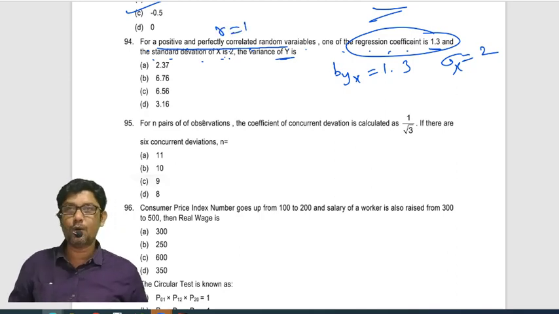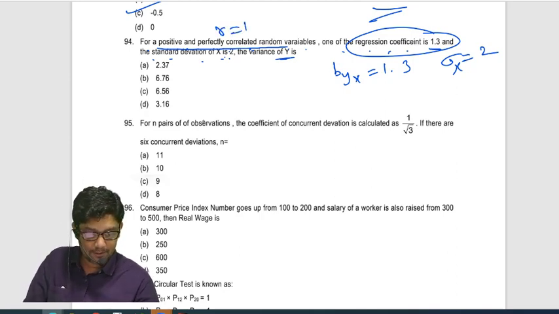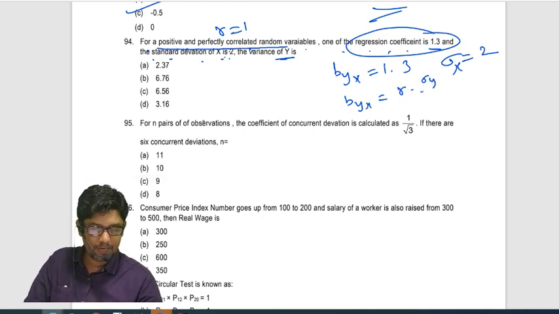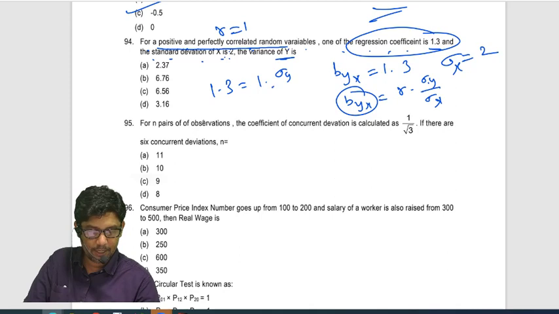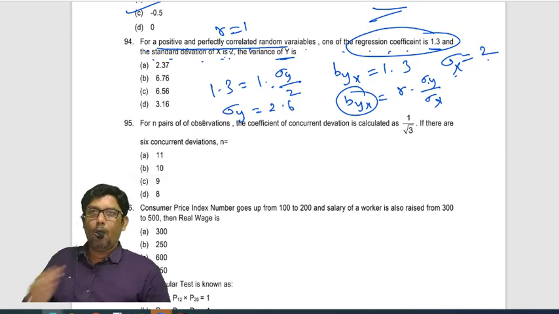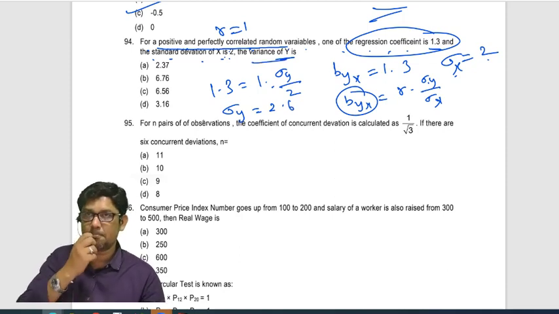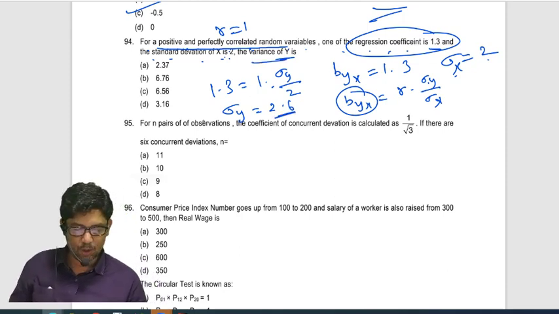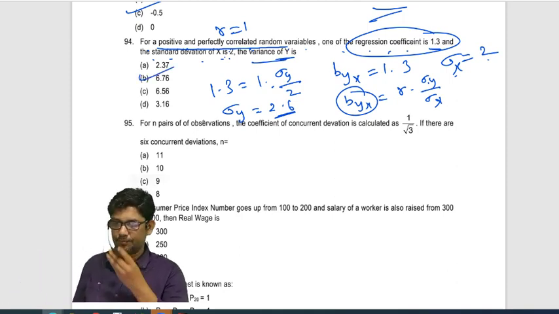That means r is equal to plus 1. So byx is equal to r into sigma y by sigma x. Do you agree, my dear? byx is 1.3, r is nothing but 1, and sigma y they ask you to find out. Sigma x is 2. So sigma y is equal to 2.6. But the question is variance. Variance means 2.6 the whole square, which is 6.76.